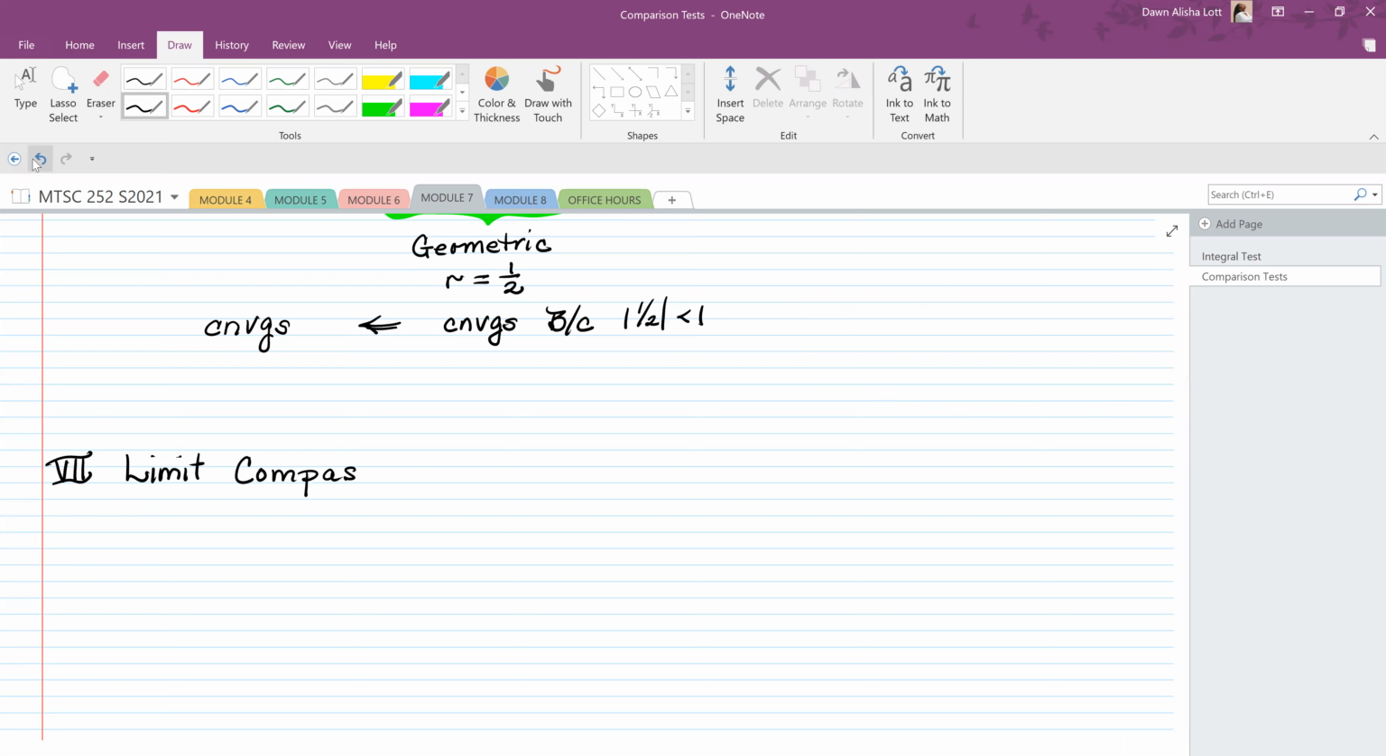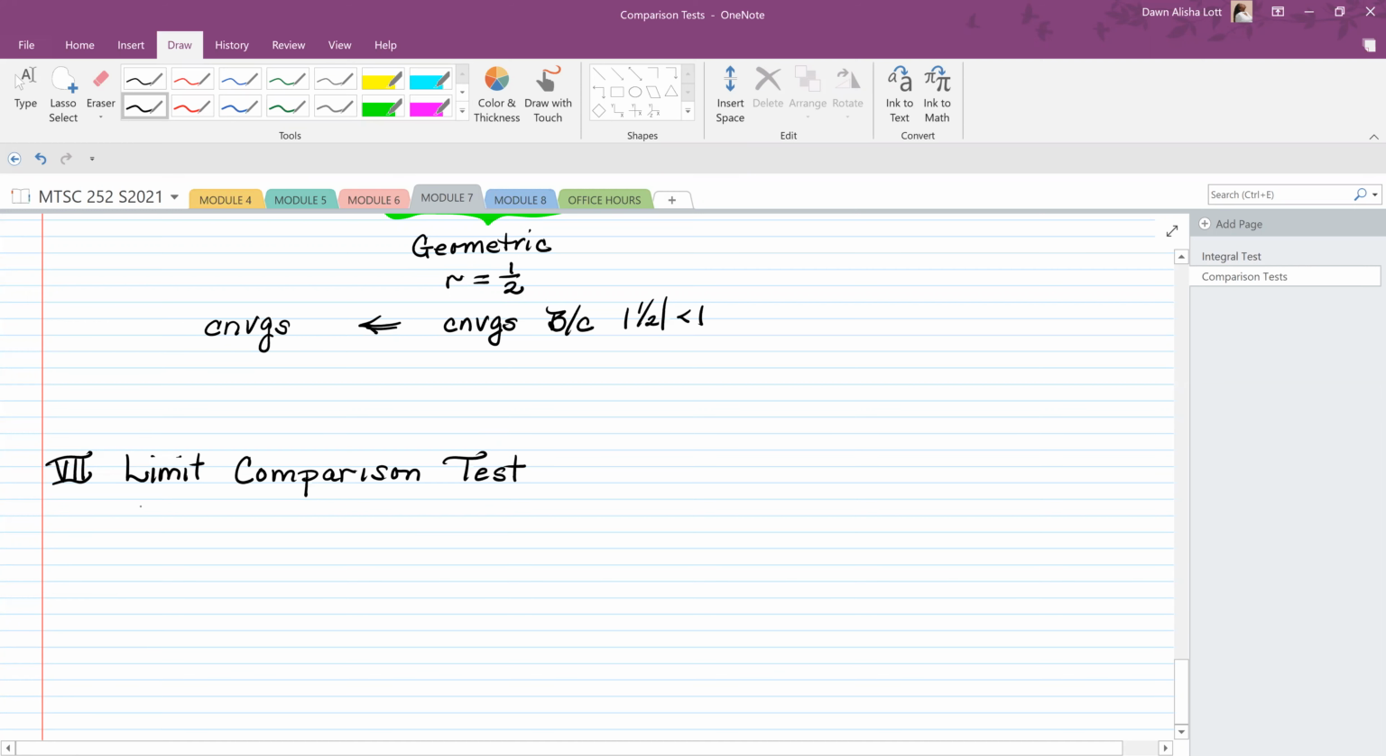And it has several parts. So the first part of the limit comparison test is the easiest part. Again, it's just like the other one.